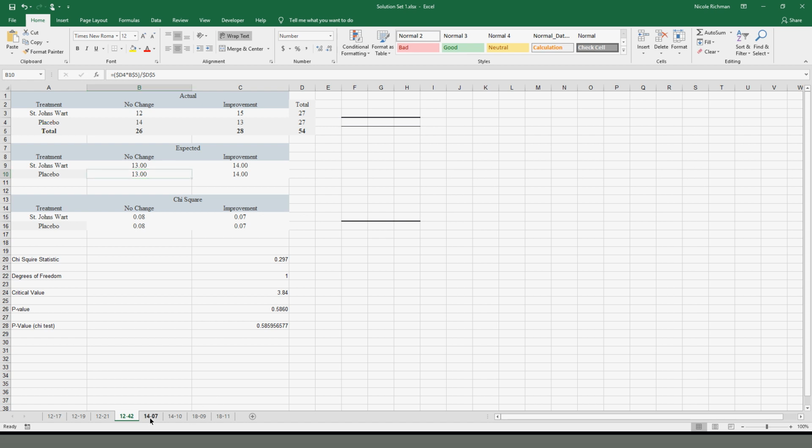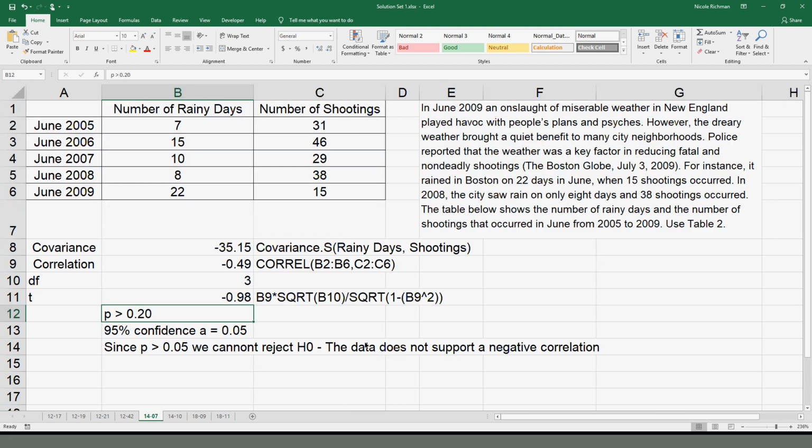So we'll get into a different type. 14.7 and 14.10 actually dive into correlation. Correlation is looking at whether or not something moves at the same time or in the same direction as something else, or if we can say that there's a relationship there.